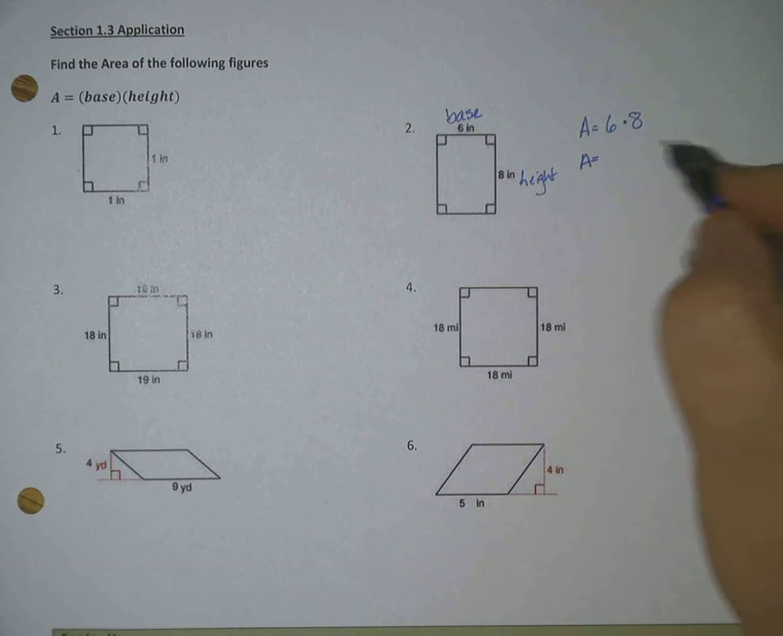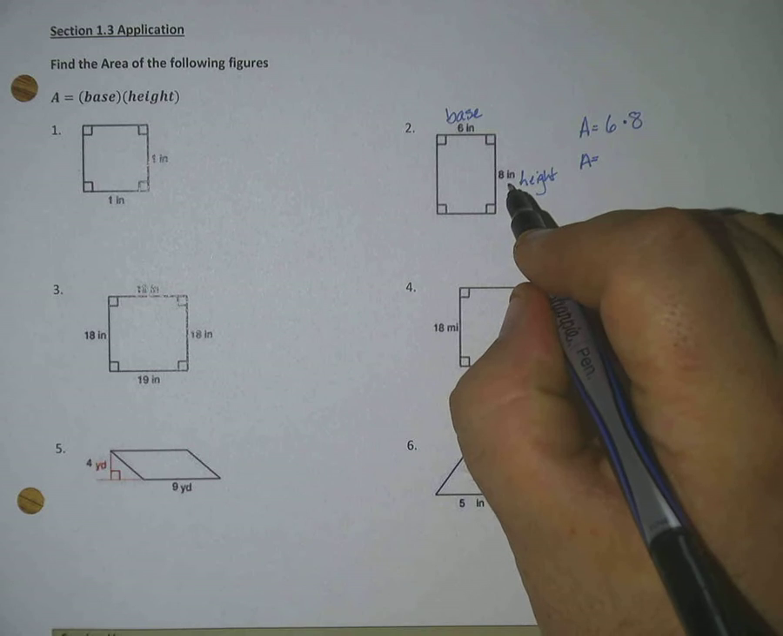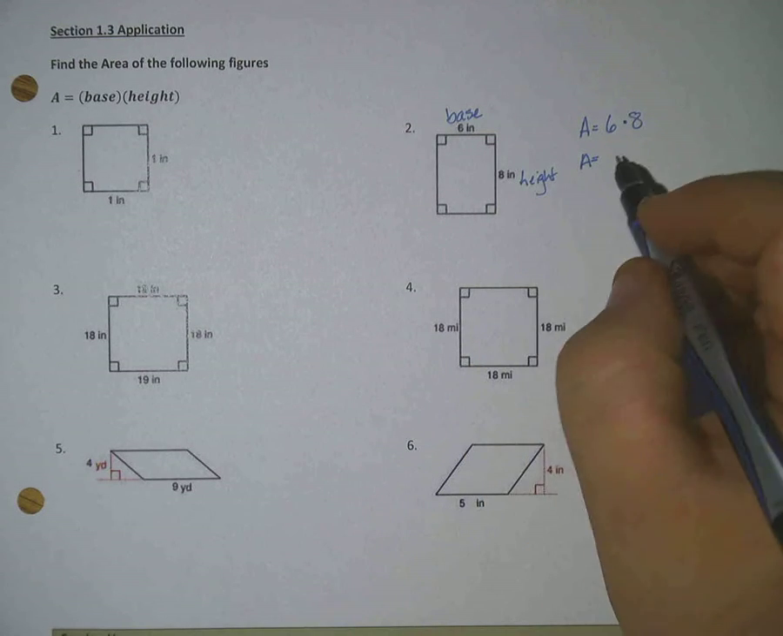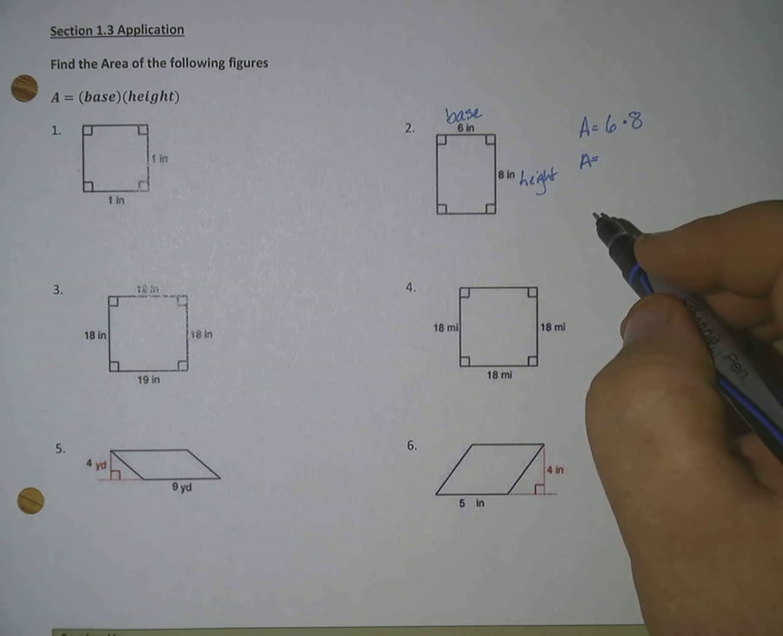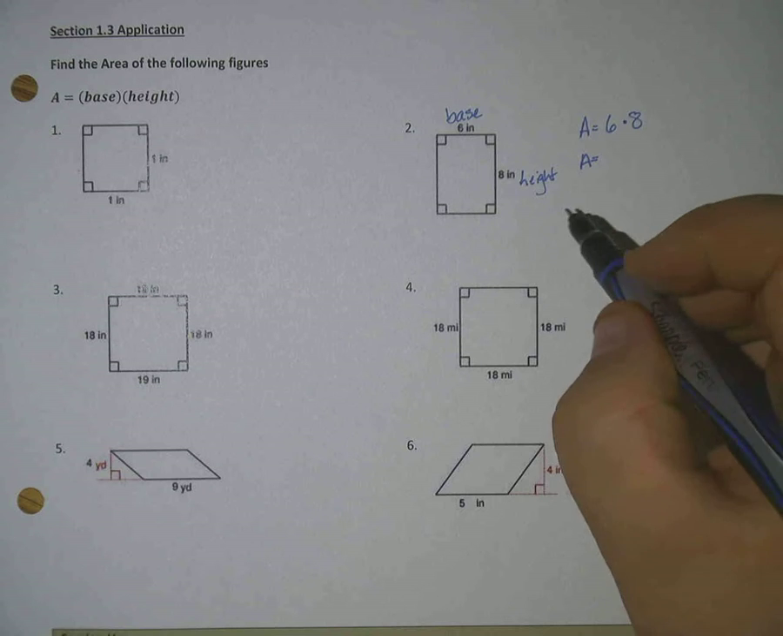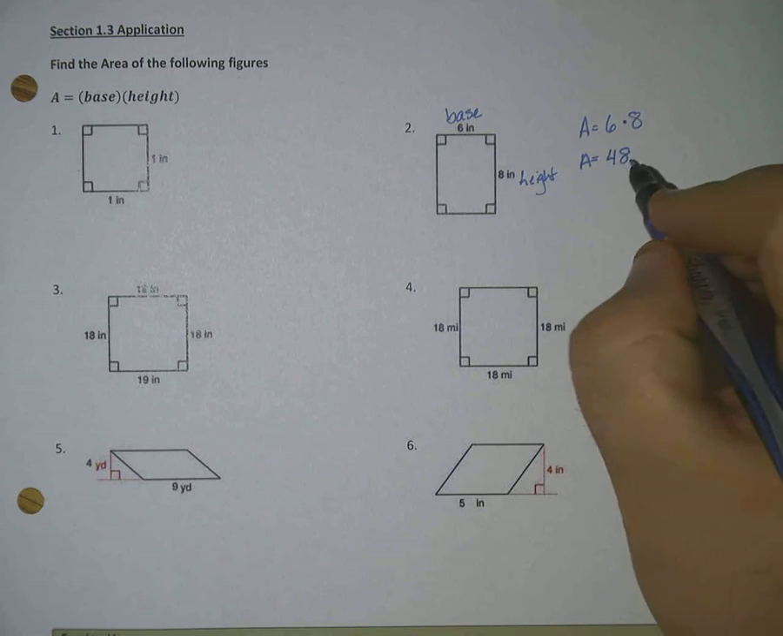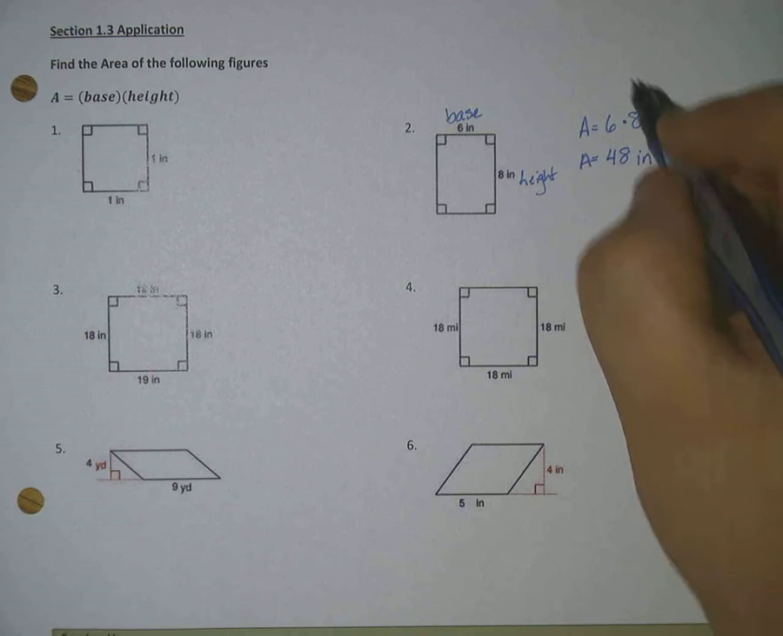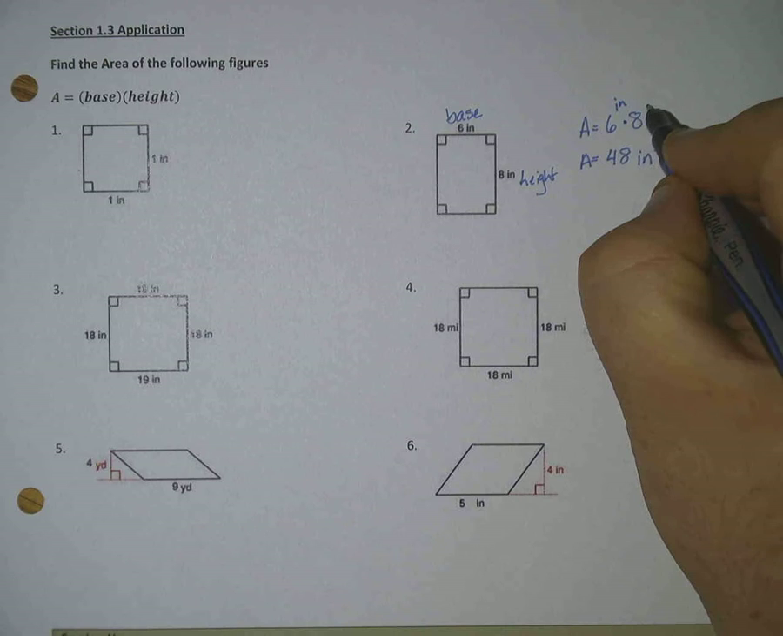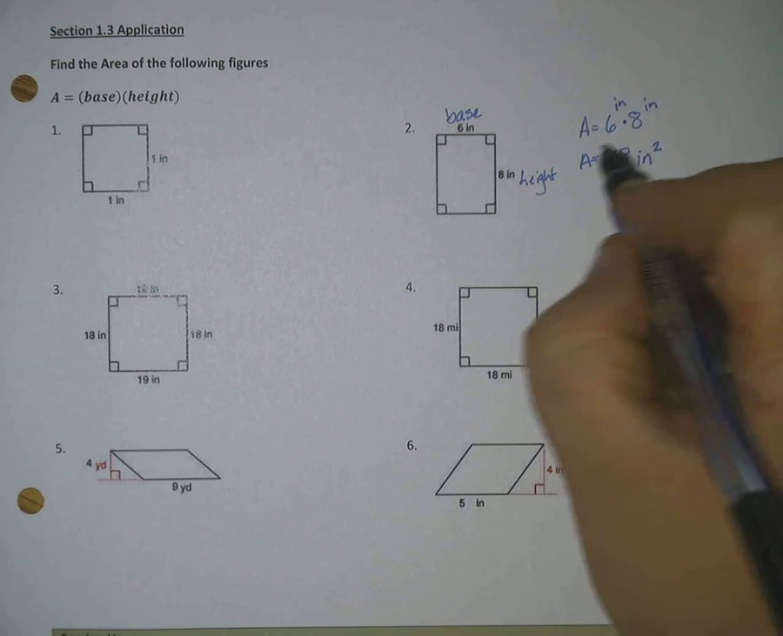anytime we're dealing with area, we're going to have units. All of our problems here have units, and since we're multiplying those units together, we're going to get the square of those units. So 6 times 8, that's 48. And what we get is inches squared. Because really we have 6 inches times 8 inches. Inches times inches would be inches squared.